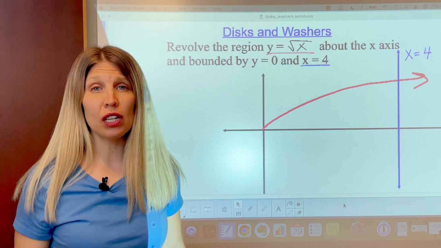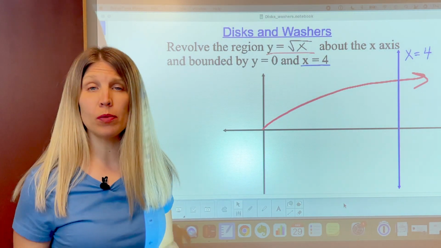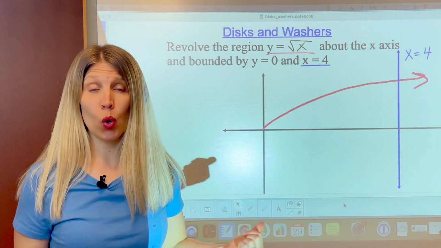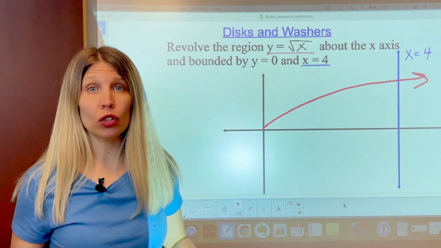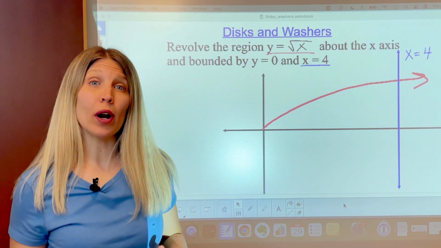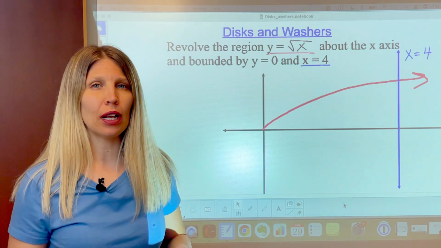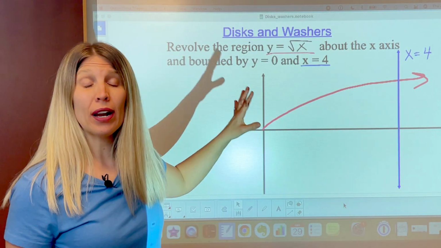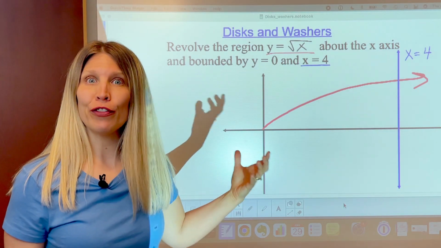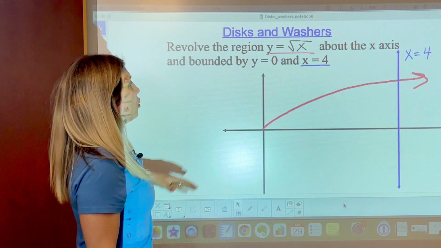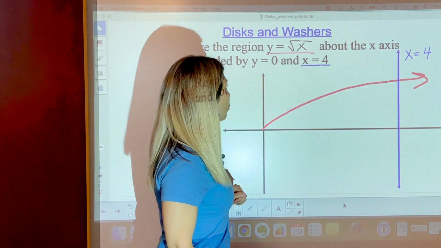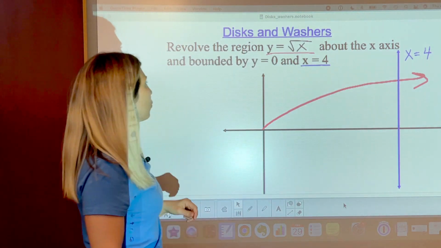The very first thing you must do in all of these problems is sketch it on your paper. This is critical to you being able to understand what is going on. Today I'm going to show you some 3D versions as well to help you visualize what is happening. But step number one is get all this down. Make sure you have the function graphed. So you'll see I have my square root of x graphed here and my x equals 4 line.